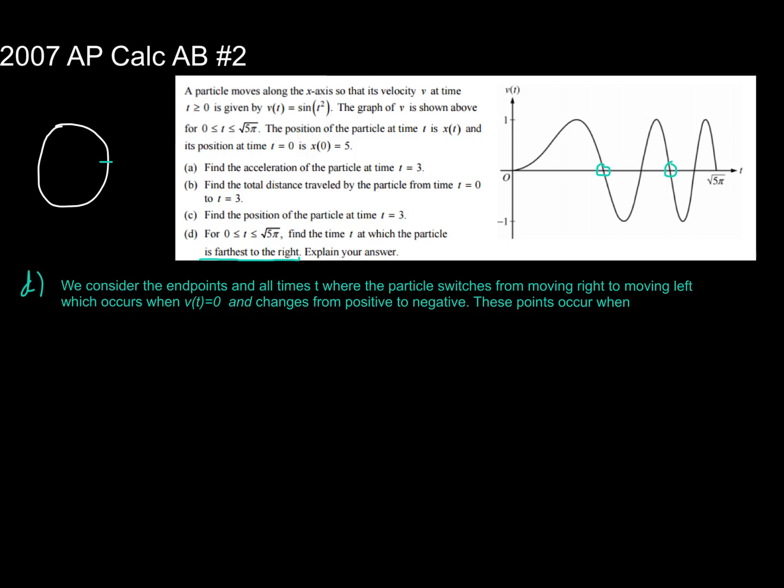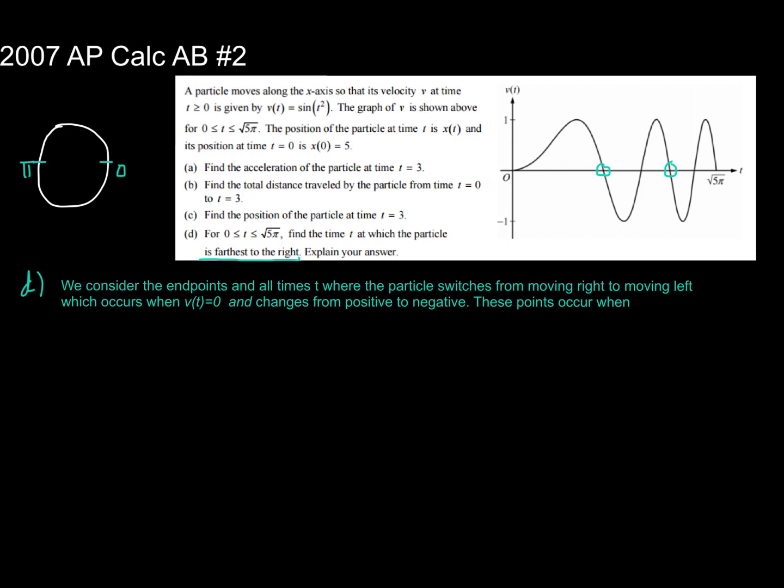So, of course, sine is equal to 0 at 0 radians, at pi radians. And remember, I need to consider t values. Well, t is being squared here. So obviously, what do I need to square to get 0? That's just 0. What do I need to square to get pi? Well, the square root of pi.